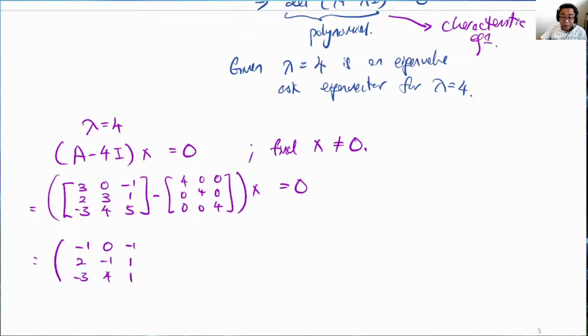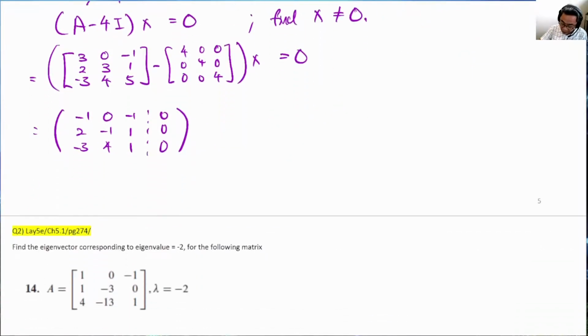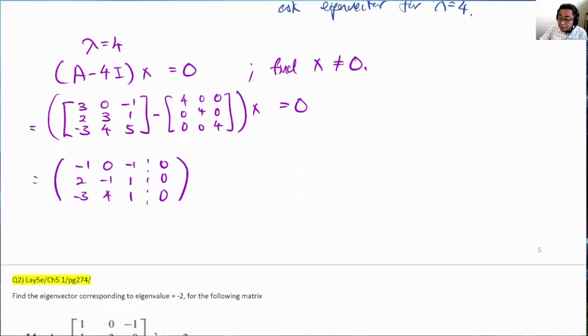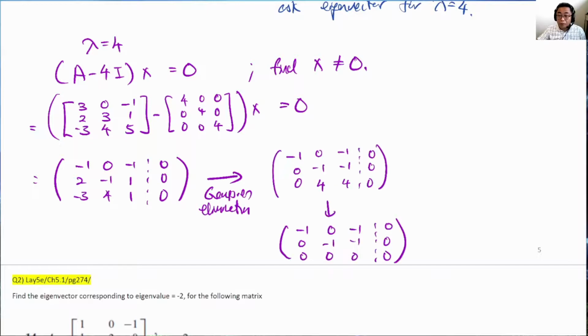We got the values, and to find x, we generate the augmented matrix. The right hand side is 0, and we are solving this equation. We perform Gaussian elimination to get the pivots, and we get this. The last equation is consistent. We have one free variable, and that free variable will generate the eigenvector for us.